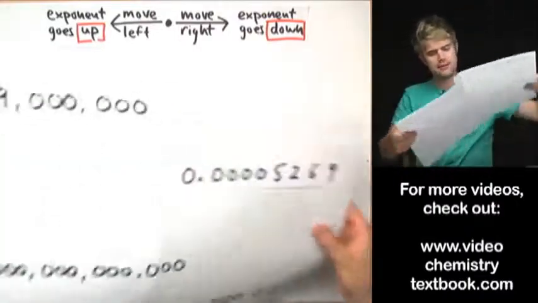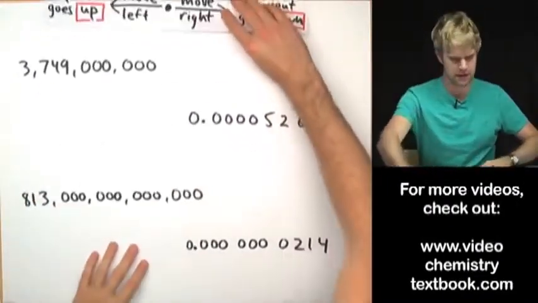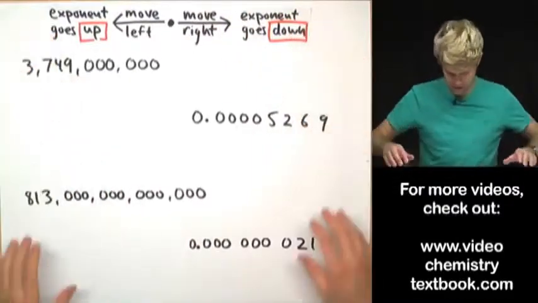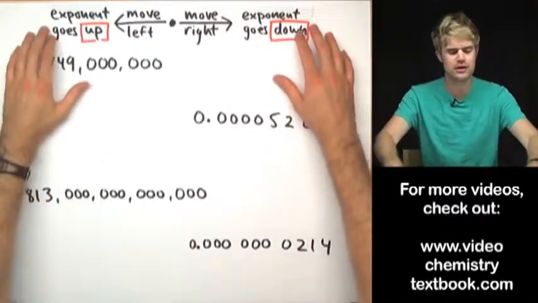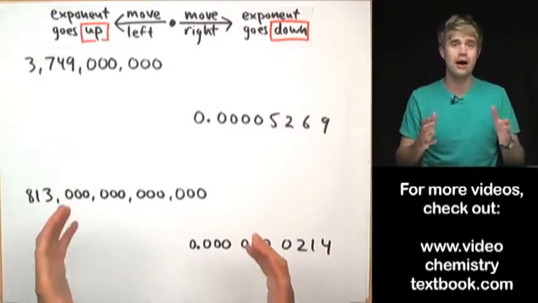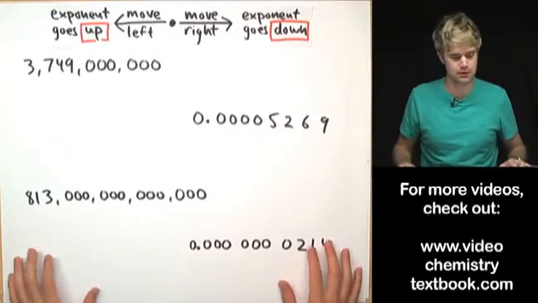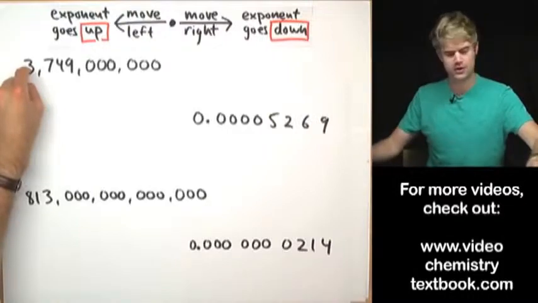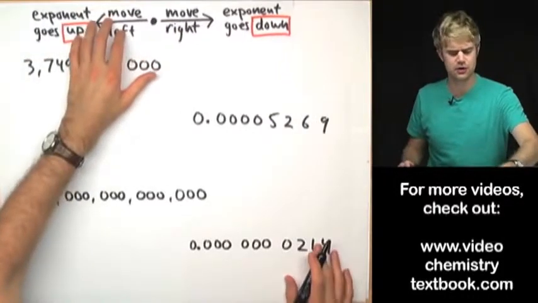First, we're going to take numbers like this and write them in scientific notation. And then we're going to take numbers that have already been written in scientific notation and show how to turn them back into regular numbers. Okay, let's start with this. We'll write it in scientific notation.